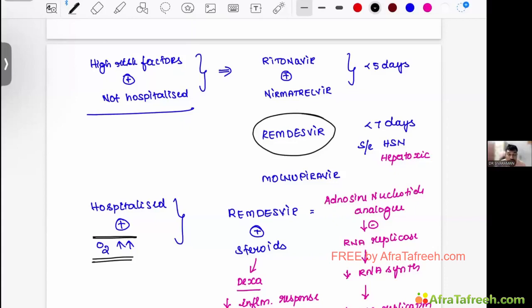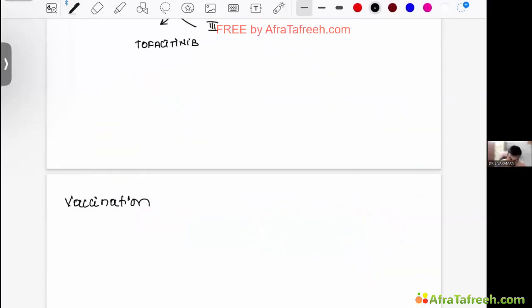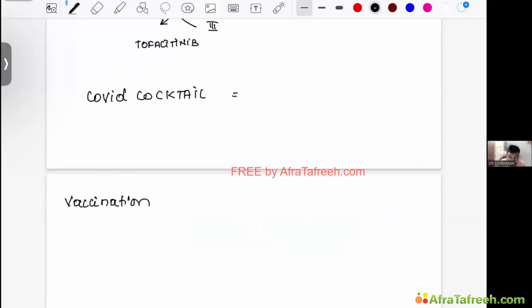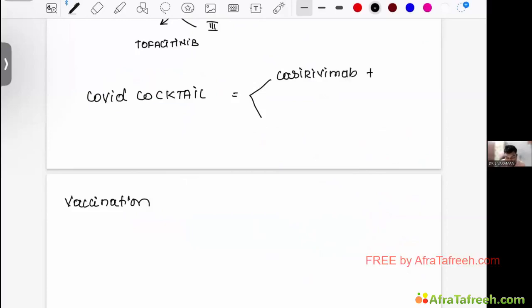We have had a lot of drugs recommended during COVID time. We had something called the COVID cocktail, which includes casirivimab. I'll write one drug called COVID cocktail, but now it is not being used. There are two groups of drugs here. One is called casirivimab with imdevimab.